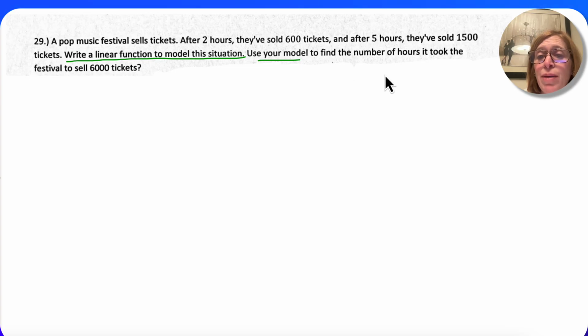That typically means we're going to write a function in y equals mx plus b form, though that doesn't need to be the form you use to write the function. But that's usually what we want our final answer to look like, to get the linear function. In order to do that, I need some points. So I have to identify what is my x and what is my y for the linear function.